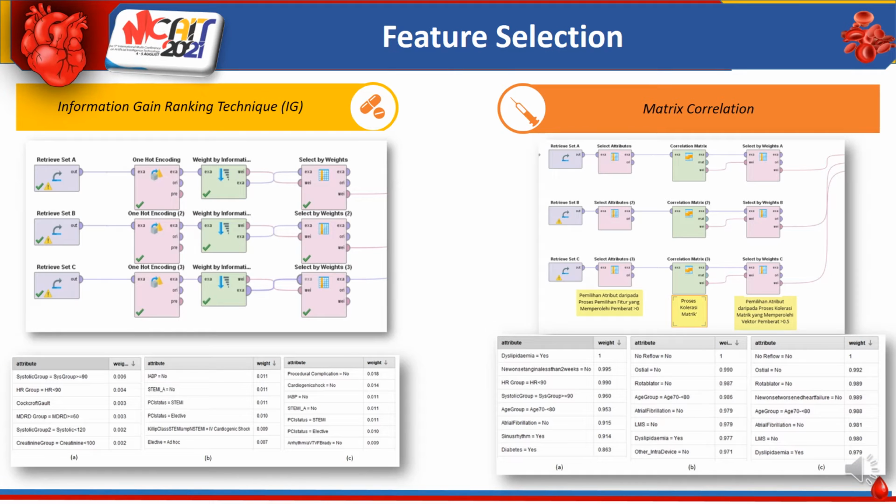Feature selection. Feature selection using the information gain ranking technique, IG, one of the filtration methods, selecting IG weight above 0. Then matrix correlation is performed and only correlation weight above 0.5 is selected. This method reduces the number of attributes and makes the data ready for the modeling phase.